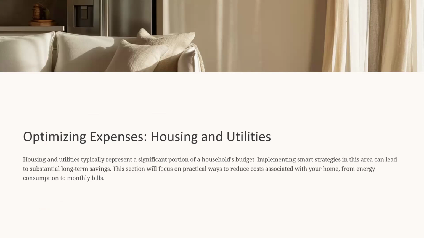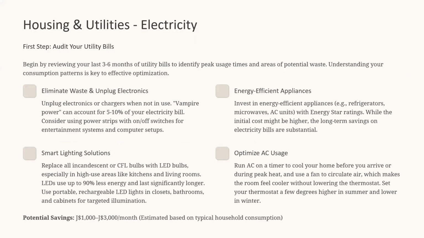So let's start by looking at housing and utilities. For most people, your housing and your utilities will typically represent the largest portion of your budget. If you can implement smart strategies in these two areas, that can accrue to substantial long-term savings. So we're going to take that as the first section, and we're going to focus on reducing the cost as it relates to our housing, energy consumption, as well as the other utilities around the house.